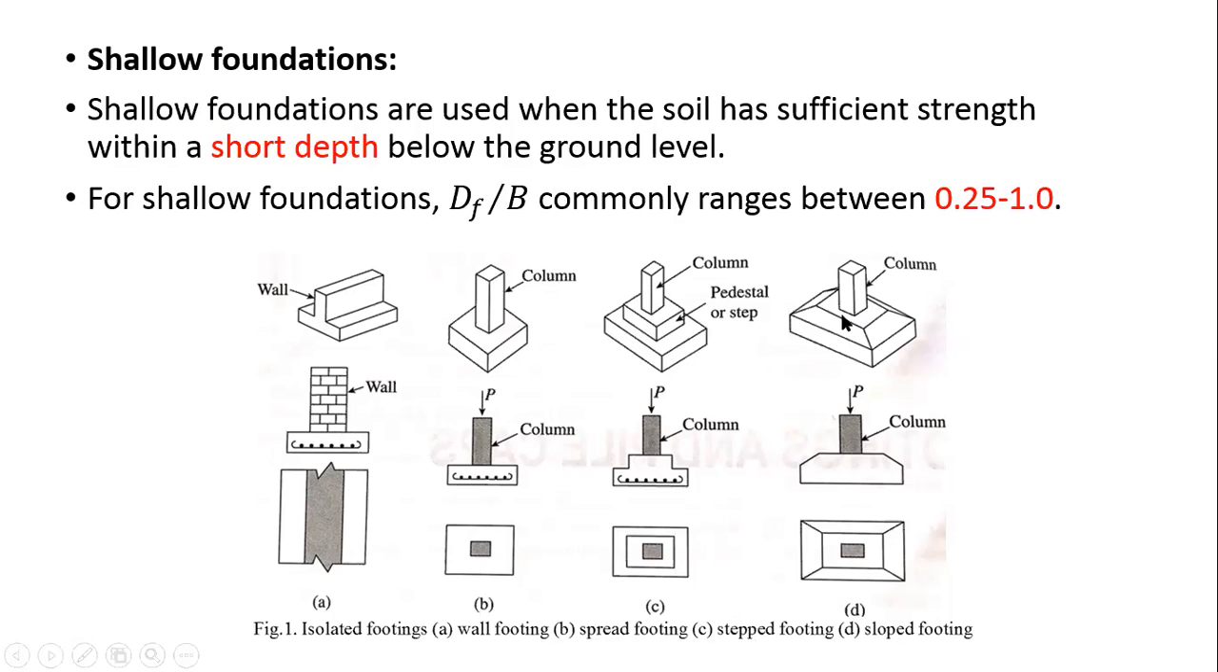So we have the column here, we have the platform here, horizontal platform, we have a base here, and we have provided this sloping surface. Generally, in 4 to 5 story building, we have to provide this type of foundation that is called sloped foundation. Okay, so all these are called your shallow foundations.